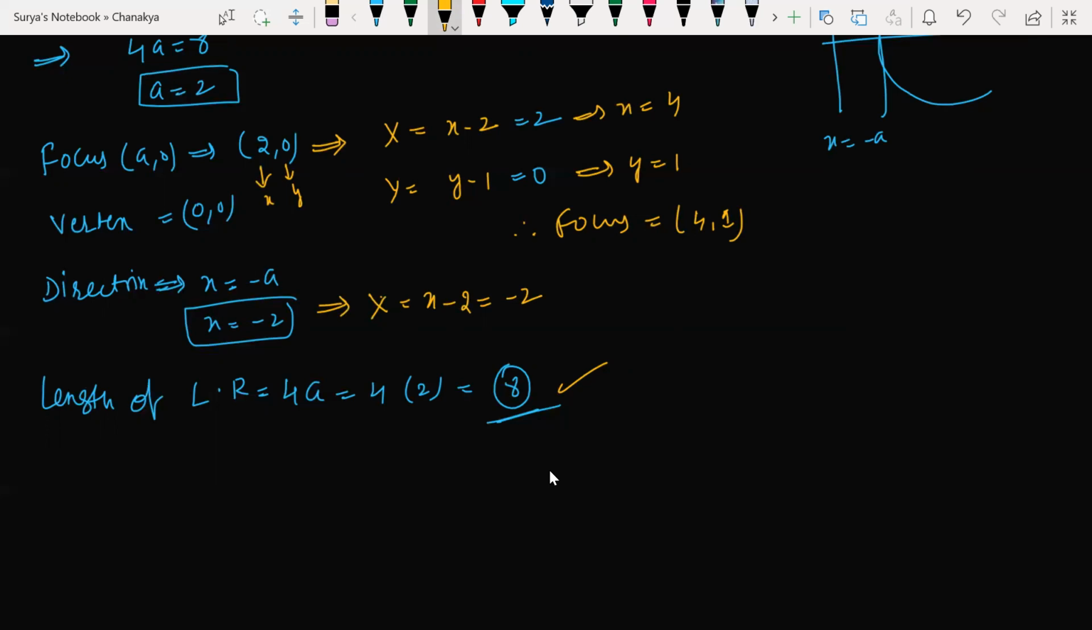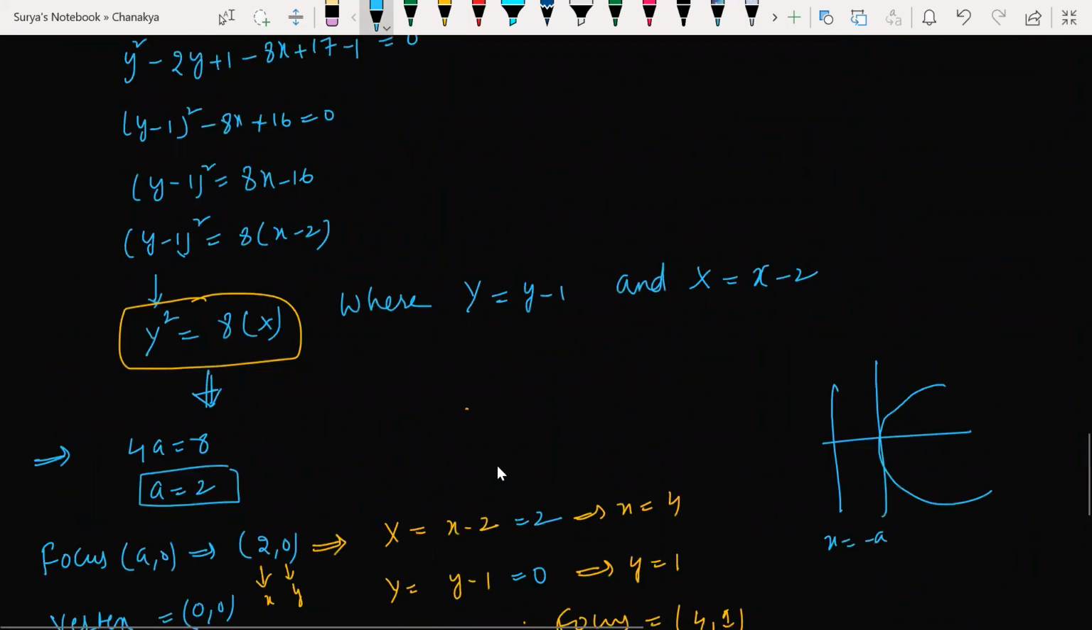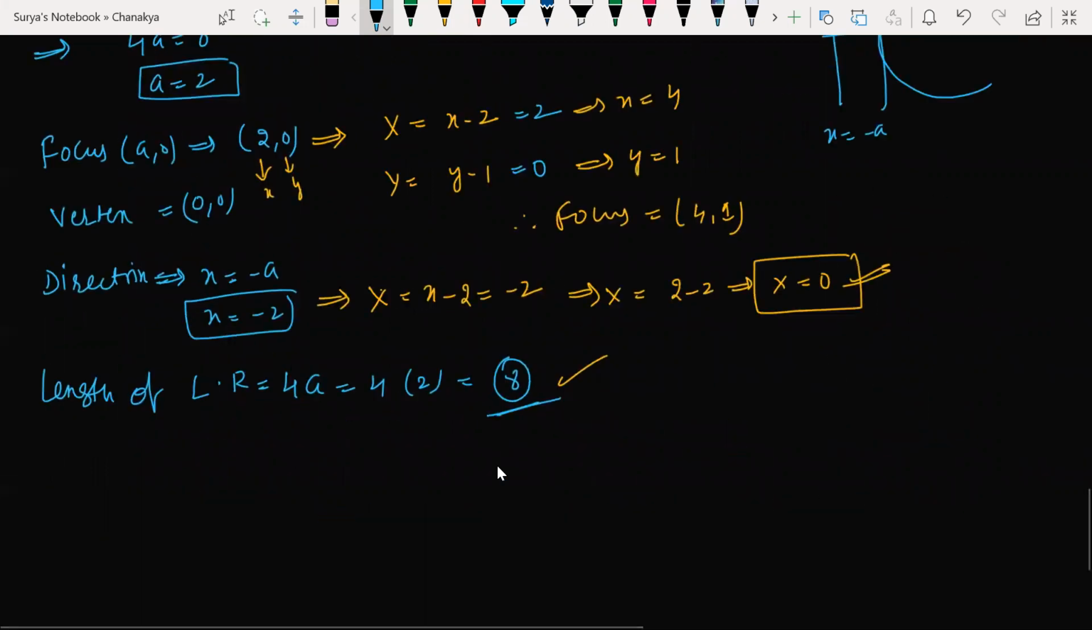Am I correct, people? Yes, sir. Then what is the x value going to be? What is capital X going to be? 2 minus 2, which is going to be 0. So the directrix equation is 0, not minus 2. Minus 2 is for this parabola, but our given parabola is something different. The parabola given to us is not in standard form. For that type of parabola, this is the method to solve it. Length of latus rectum is going to be the same for both types of parabolas. It is going to be 8. No changes at all here.